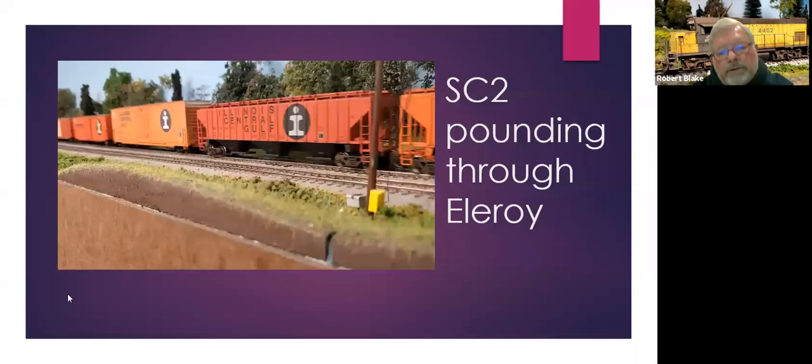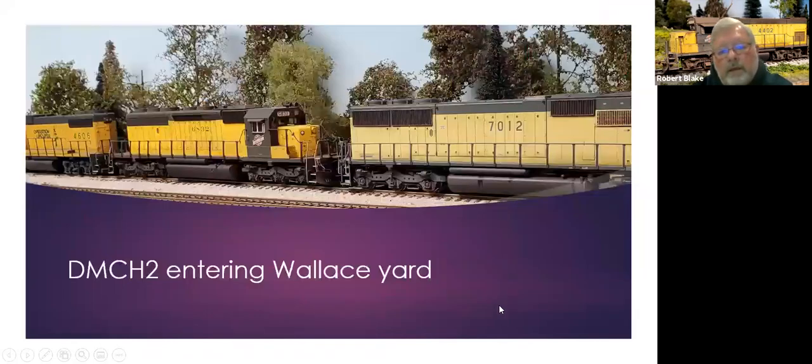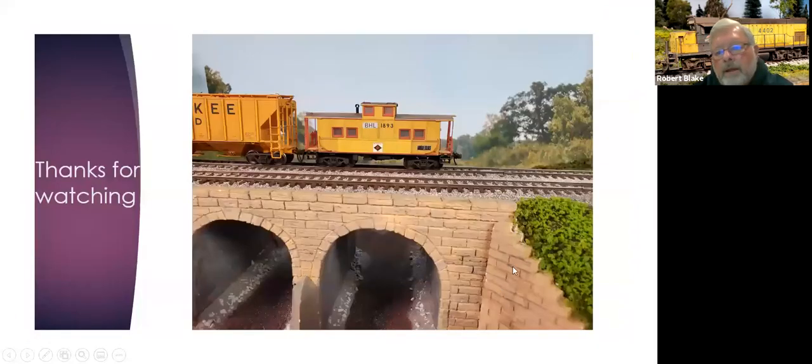Looks like we got a lot of IC traffic in that train today. Here's a different train. This is Des Moines to Chicago. CN train, CNW train, and it is just entering Wallace Yard. And that's it. Thanks for watching.